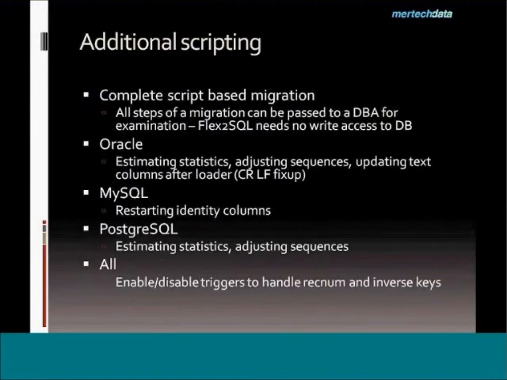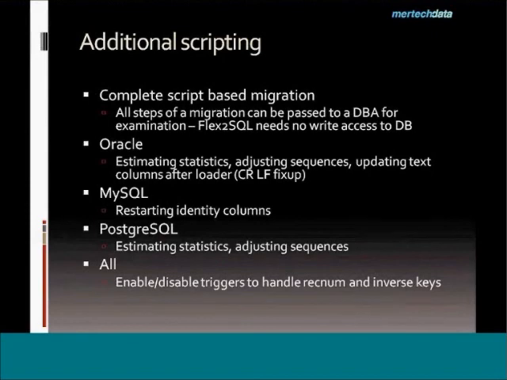We've also added a couple of additional scripting steps. We've always had that you could generate scripts for creating tables, scripts for using the Oracle or MySQL or PostgreSQL loaders, and so on. But there were a couple of steps that were missing. For example, in Oracle, there was no way to generate the scripts for adjusting the sequences, estimating the statistics, which is basically telling Oracle to take a look at the indexing and maybe adjust that, rebalance its own indexes, and also update text columns after using the loader, which is a required step if you use the Oracle loader to fix up new line handling.